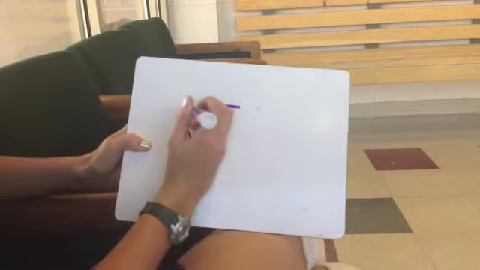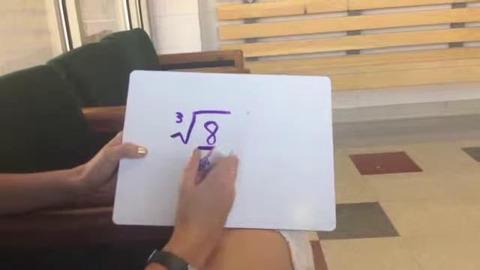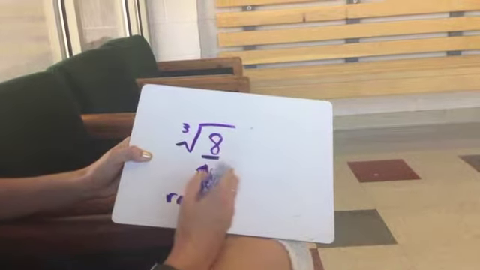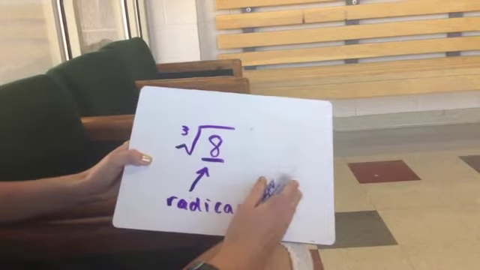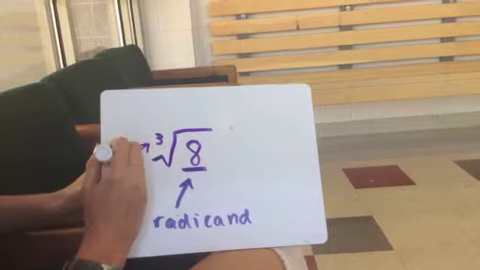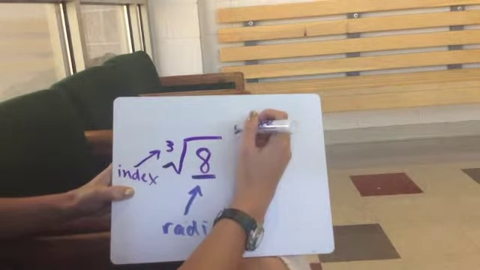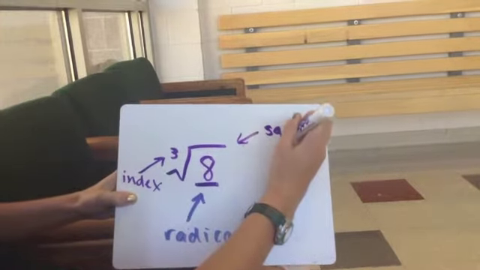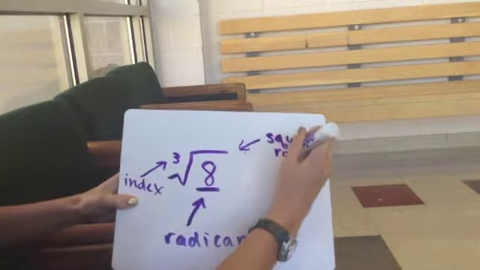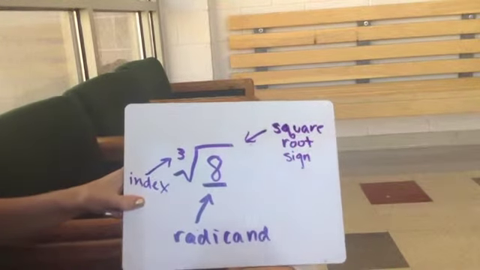To fully understand this chapter, we must understand the vocabulary. If we see a problem like so, we must know that this number inside of the root sign is called a radicand. This little number outside of the root sign is known as an index. And of course, this funky looking symbol is called a square root sign. Now you may begin to understand the chapter more clearly.